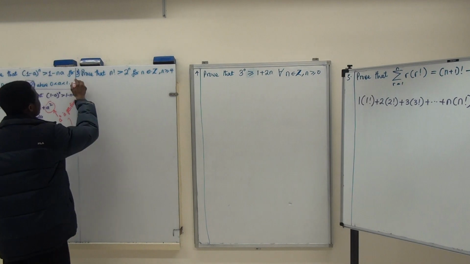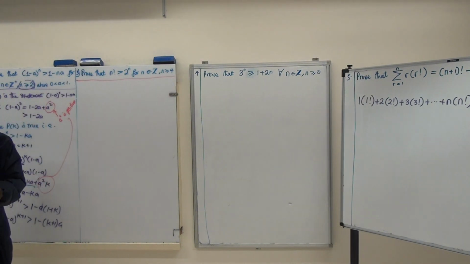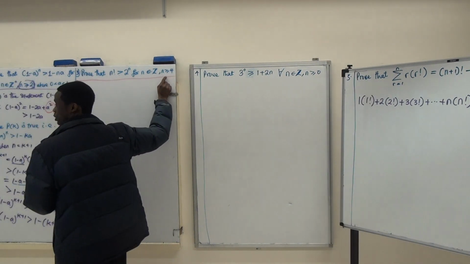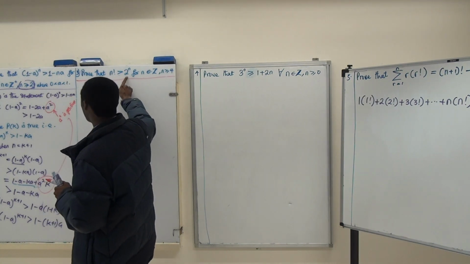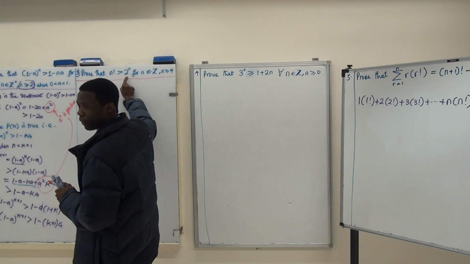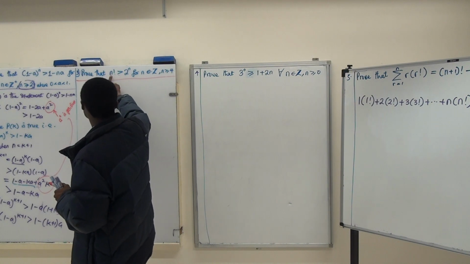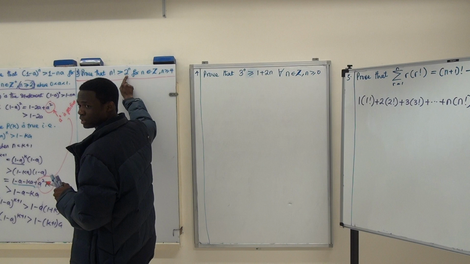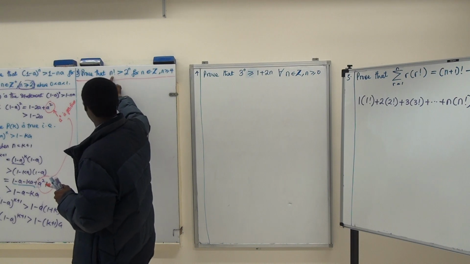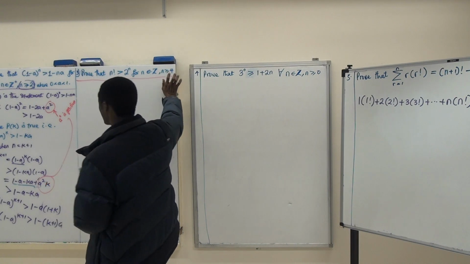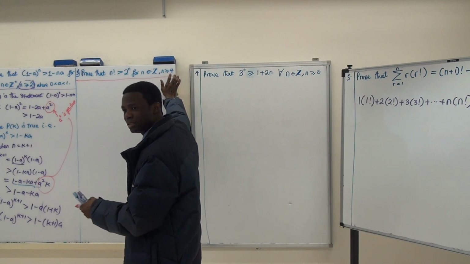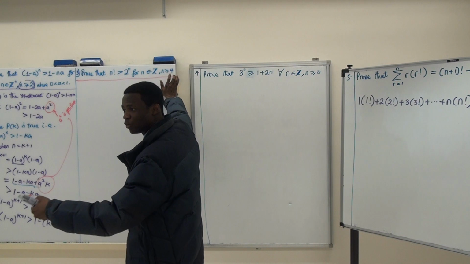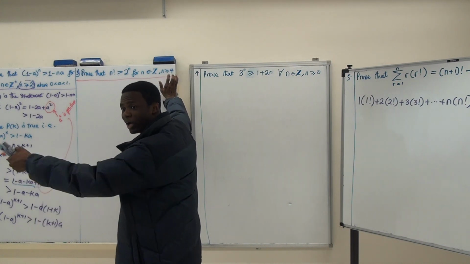Okay, so when n is 1, actually n must be greater than or equal to 4. Because when n is 1, 1 is not greater than 2. When n is 2, 2 is not greater than 4. When n is 3, 6 is not greater than 8. But when n is 4, 24 is greater than 16. That's why the question says n must be greater than or equal to 4. So your Pn, if you want to test the preliminary ones, you only start from 4, 5, and so on.